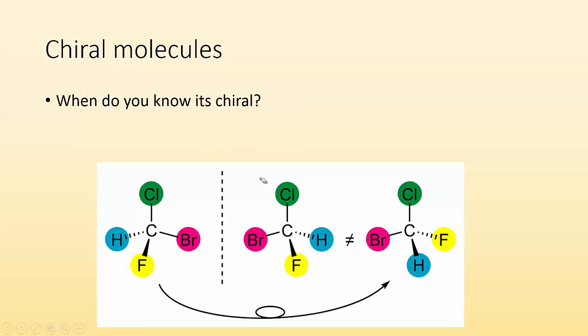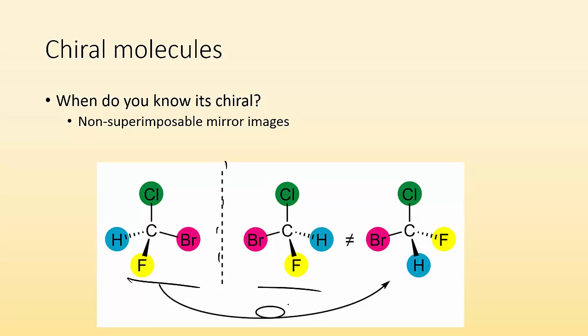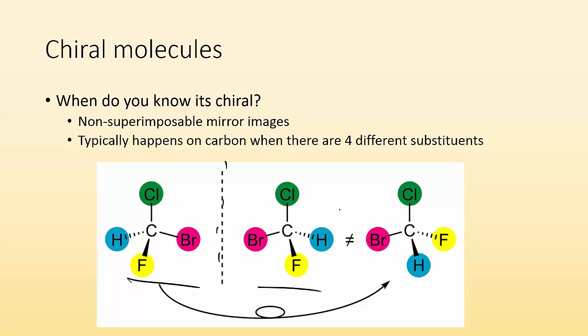So when do you know it's chiral? Basically, when you have a non-superimposable mirror image. So you can look at it and go, hey, here's a mirror image of these 2 molecules. Can I superimpose them? No, then you got a chiral molecule. And that typically happens when there's a carbon with 4 different substituents on it. So if I take a look at this carbon, I got 1, 2, 3, 4 different things on it. So that's going to be a chiral center for carbon.